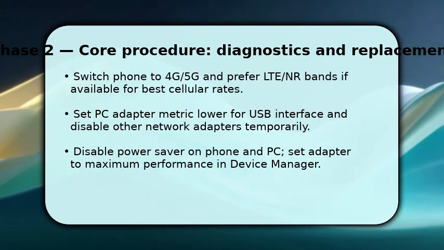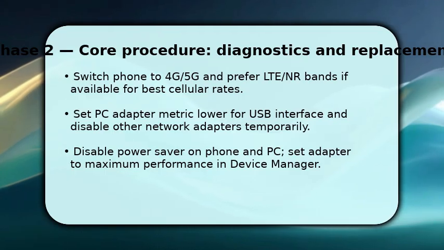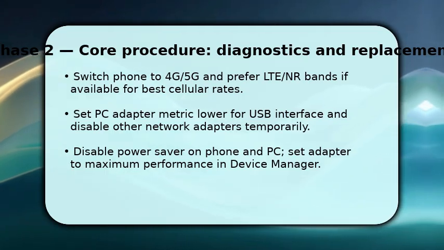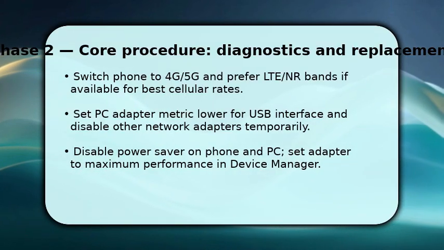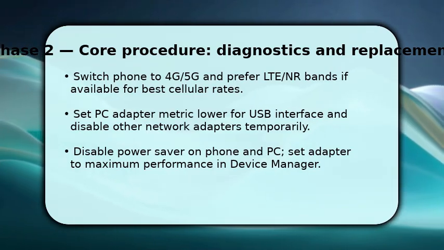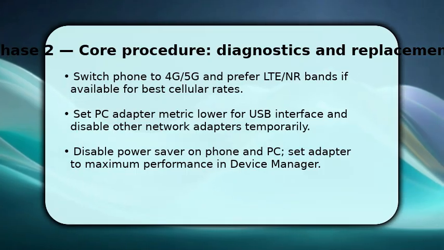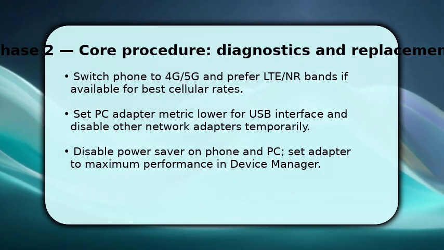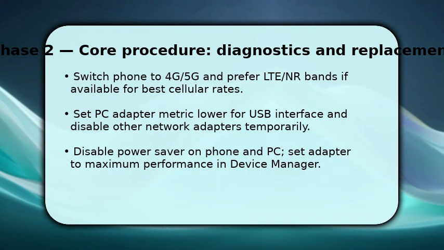Make sure the phone is locked to the fastest cellular mode available, 5G or LTE, and avoid automatic band switching during testing. On your PC, set the USB network adapter metric lower so traffic prefers the tether, and disable unused adapters to prevent split routing. Also change power settings on both devices to maximum performance. Thermal and power saves reduce modem bursts.